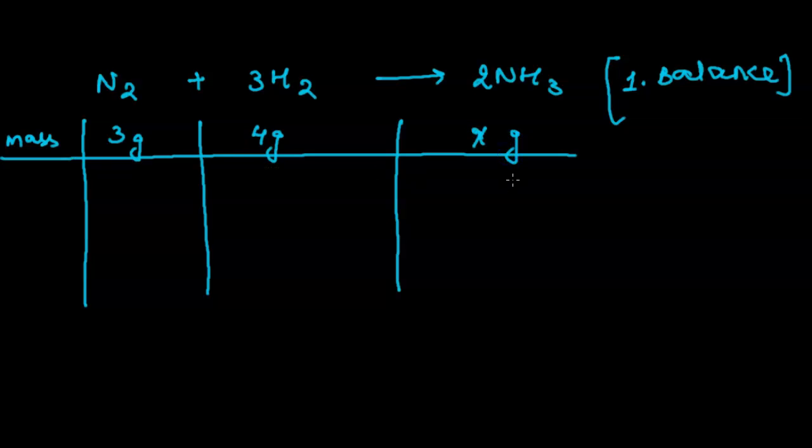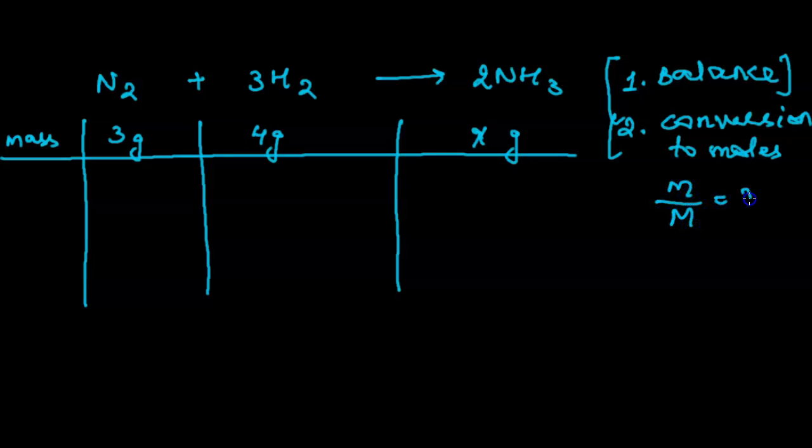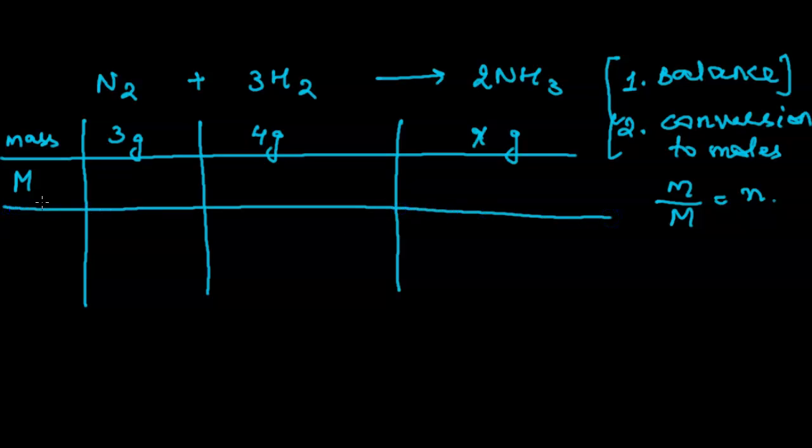Once we have written our given in the table form, we'll do the second step, which is to convert all the quantities into moles. So converting all the quantities to moles, we know that when we have to convert mass to moles, we have to do given mass over molar mass. That would give us the number of moles. So first we will find out the molar mass. This uppercase M stands for molar mass, and we can get the molar mass from our periodic table.